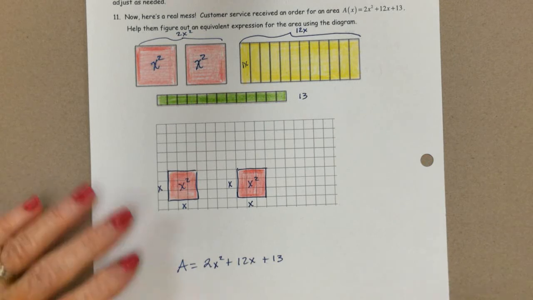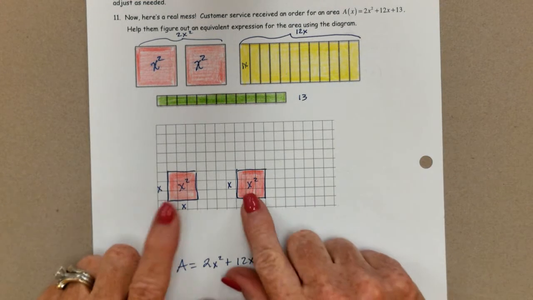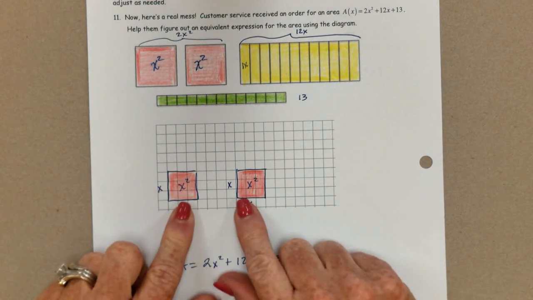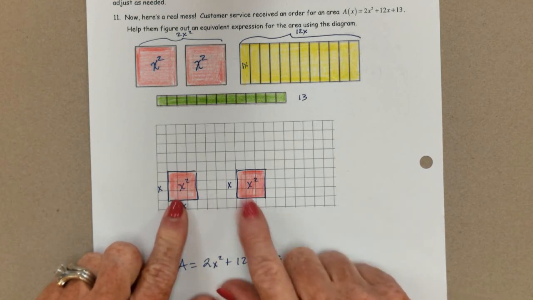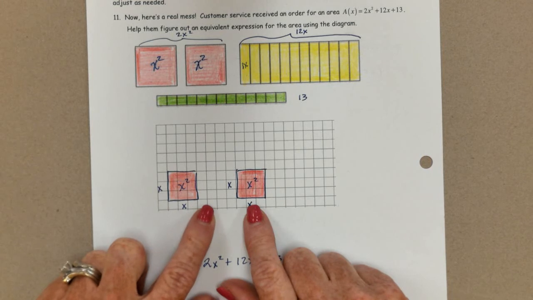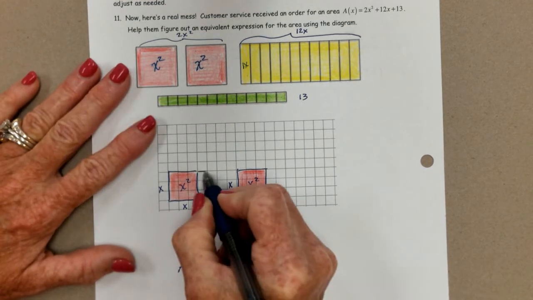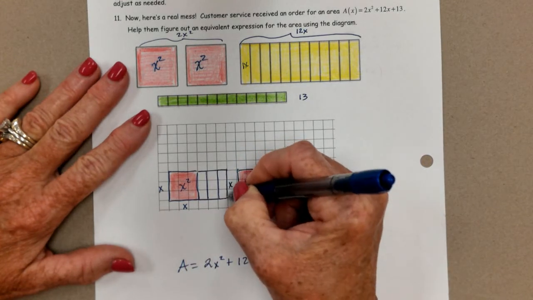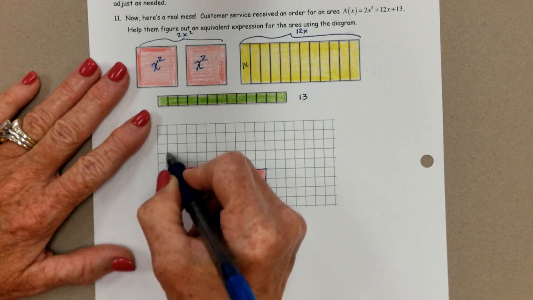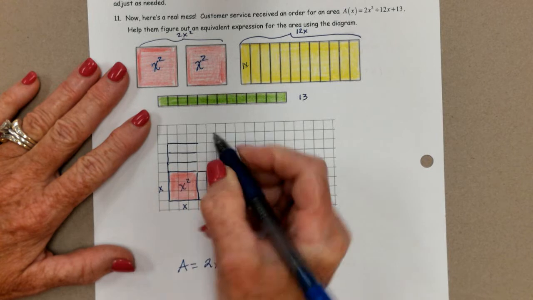X squared, x squared. All right, now we got to figure out how to put these yellow strips on. How many does each one get? All right, we had 12 of them to begin with, split evenly between these two. So then we know we're going to need 6 on this one and 6 on this one, which means 3 on each side. So 1, 2, 3 here. 1, 2, 3.